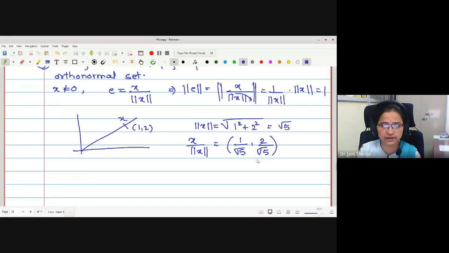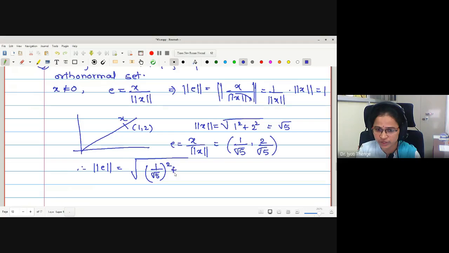Correct? Now let us find its norm. I'll call it E. What is norm E now? Under root, 1 upon root 5 bracket square plus 2 upon root 5 bracket square. What is the value? One can tell me. This is 1 by 5 plus 4 by 5, right? Which is 5 by 5 and hence 1.